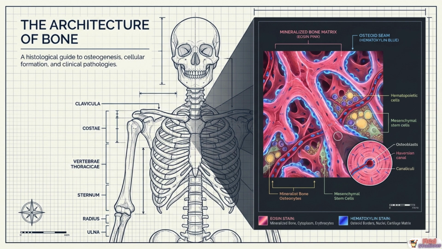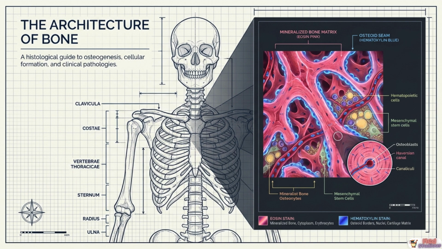On the left of our title slide, we see the familiar architectural blueprint of the human skeleton. On the right, we have a stunning histological micrograph showing the microscopic interior of bone. And already, we can see the vocabulary we'll be mastering. The mineralized bone matrix stains eosin pink. The osteoid seam, the unmineralized, newly laid bone, stains hematoxylin blue. Scattered throughout, we see hematopoietic cells, mesenchymal stem cells, osteoblasts, a Haversian canal at the center, and the delicate radiating tunnels called canaliculi.